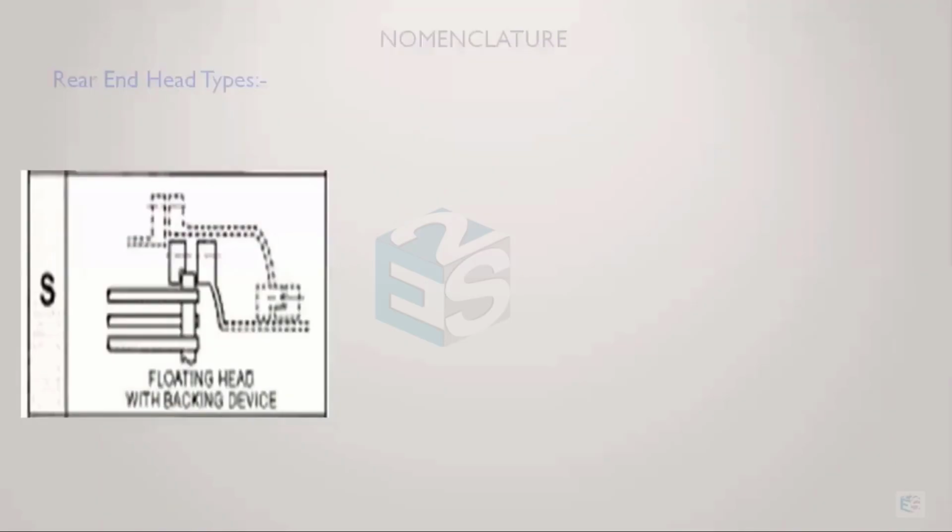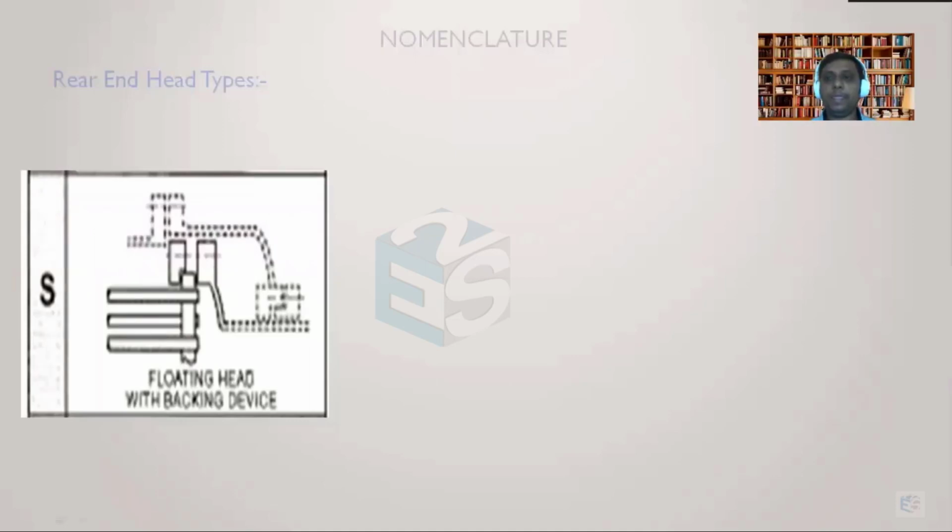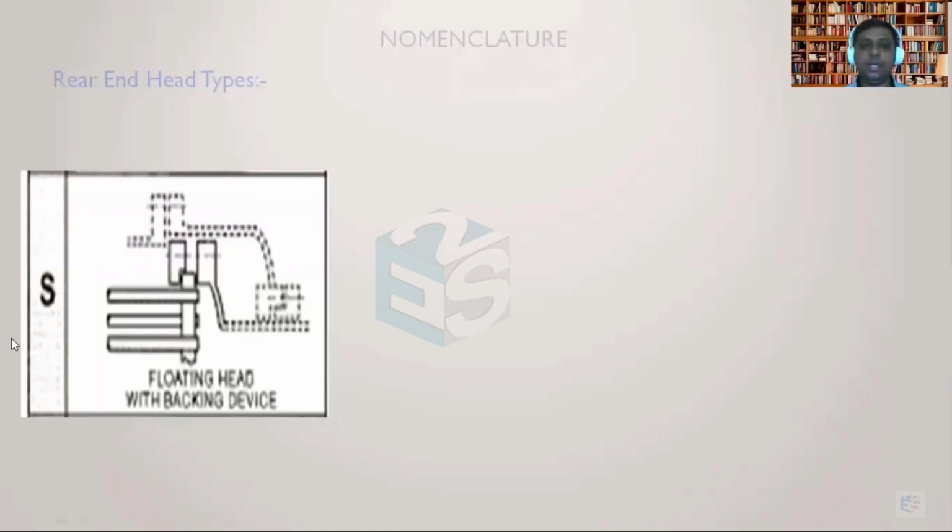Another type which is most commonly used in the oil and gas industry is the one we are seeing over here, which is the S type of floating head. It is also called an immersed type of floating head. Why is it called immersed? Because unlike the outside packed type we have seen, it does not have any direct contact with the shell side.